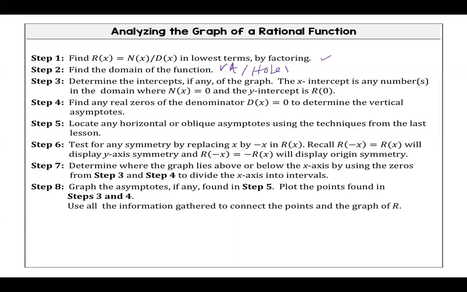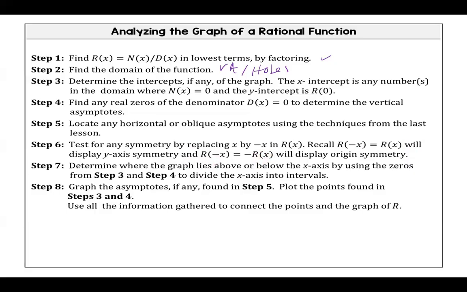Okay, next we're going to decide if there's symmetry. So when we talked about symmetry before, we only looked at it from a polynomial, not a rational perspective. Same rules apply. You are still paying attention to whether r of negative x equals r of x. If it does, then that means I have even symmetry, right? If I have r of negative x equal to negative r of x, then it's going to be odd, which is your origin symmetry.